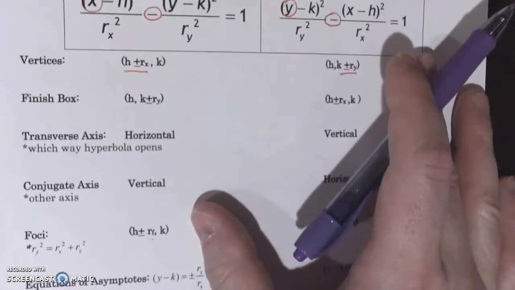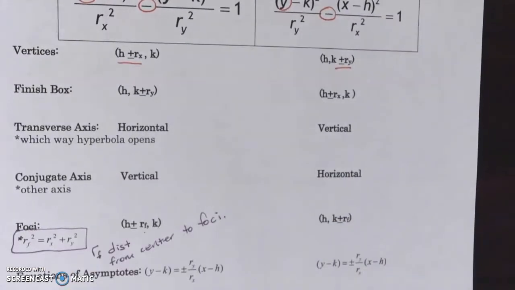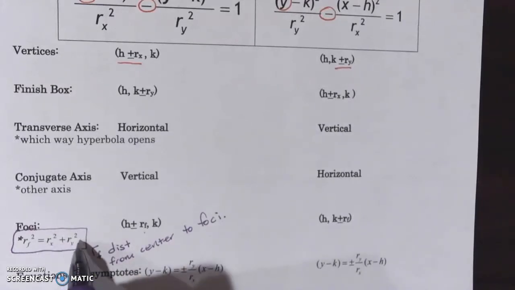We have a formula just like we did for ellipses to find the distance. So we're adding the r sub x squared and the r sub y squared as opposed to subtracting like we did in ellipses. Probably one of the more confusing parts of differentiating how we deal with ellipses and the equations and how we deal with hyperbolas.